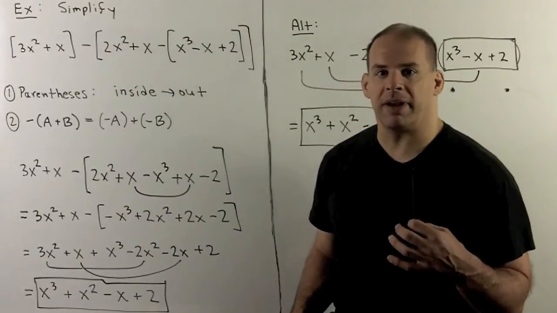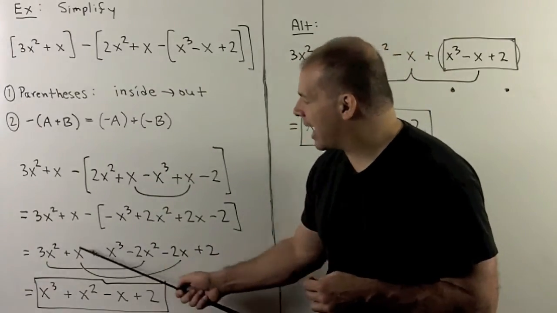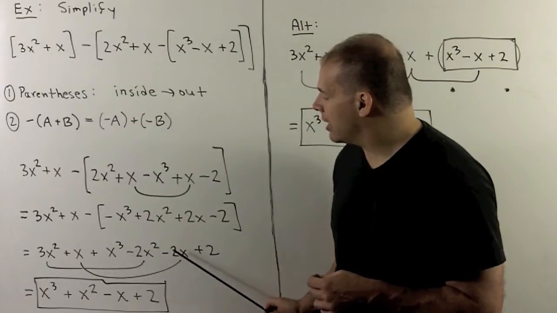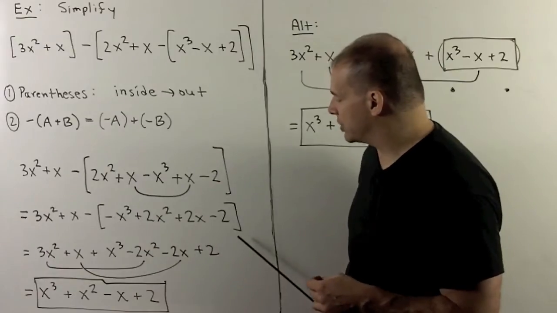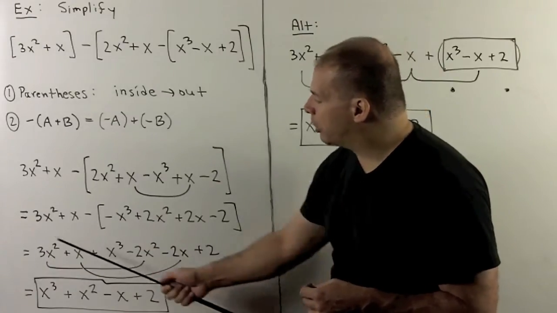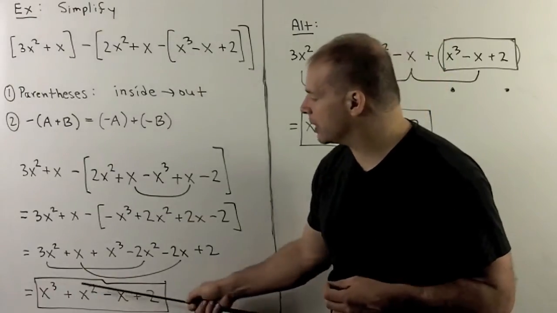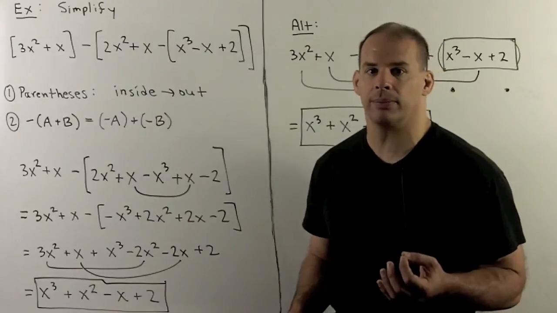We check if we can simplify again. 3x squared goes with minus 2x squared. x goes with minus 2x. x cubed is by itself. Then we note I have to go all the way over to get this 2, which is also by itself. We put everything in descending order according to exponent, and we get x cubed plus x squared minus x plus 2. And that's our answer.